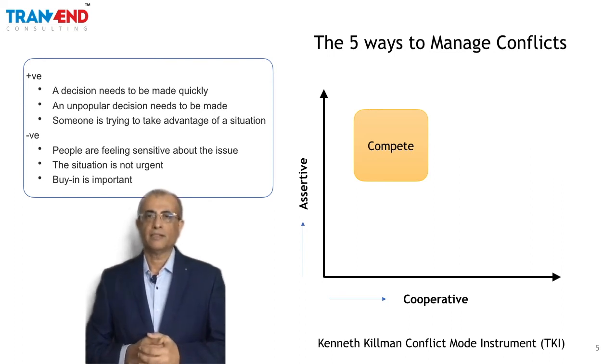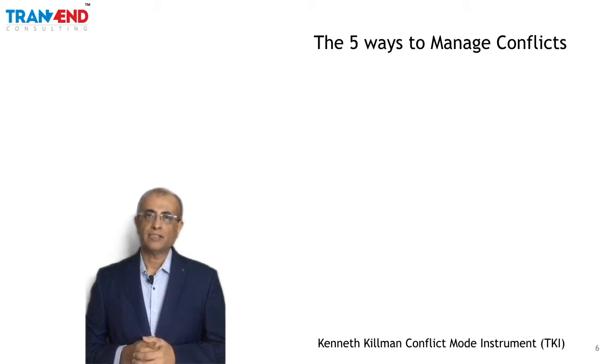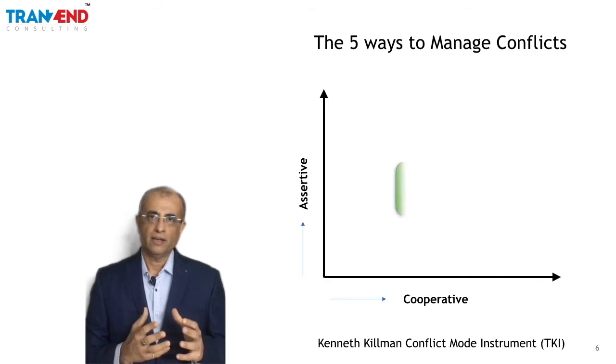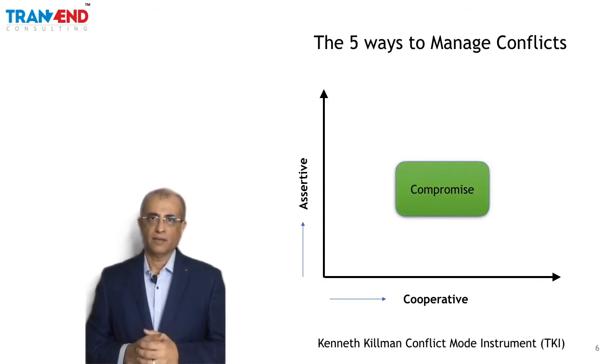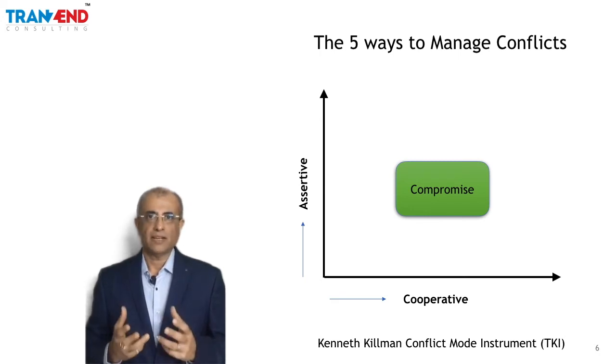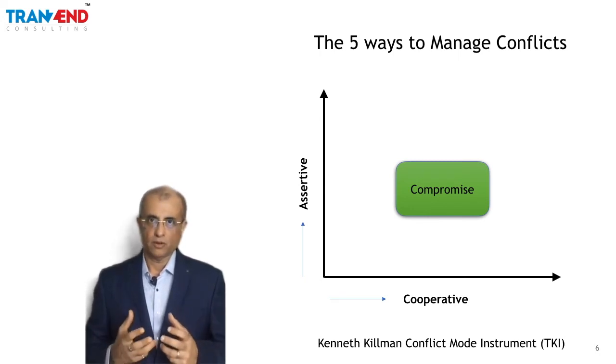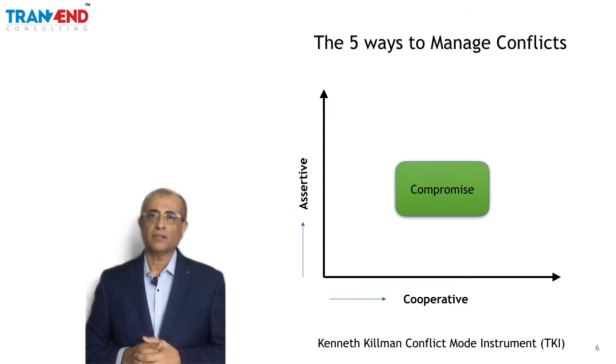Now let's look at the fourth approach, which is compromise. Now, as you can see, compromise is right there in the middle, equally high on assertion and equally high on cooperation. Compromise sounds like something which is not very positive, which is not very progressive. But sometimes compromise is actually a great idea to resolve conflicts. Now let's look at some of the situations where compromise is a great idea to manage conflicts.